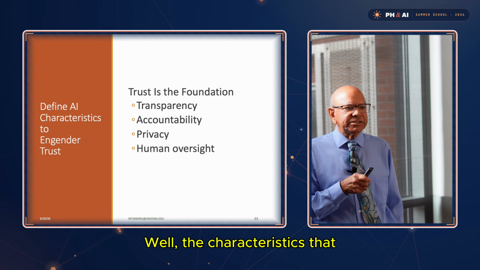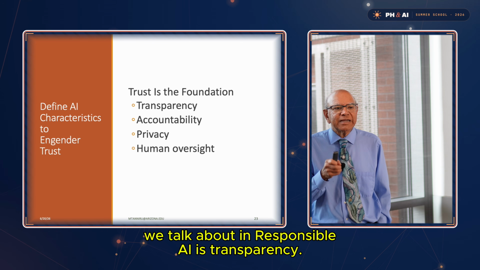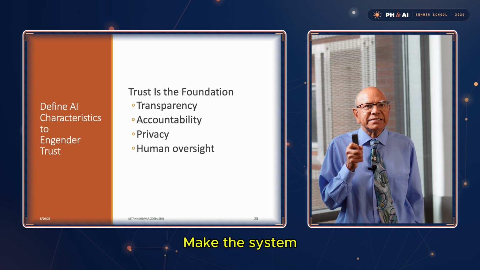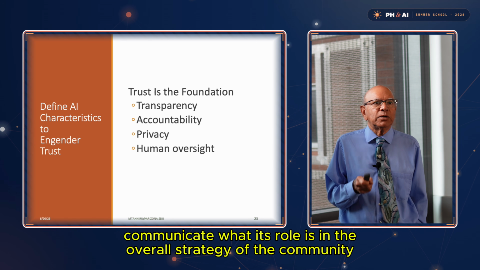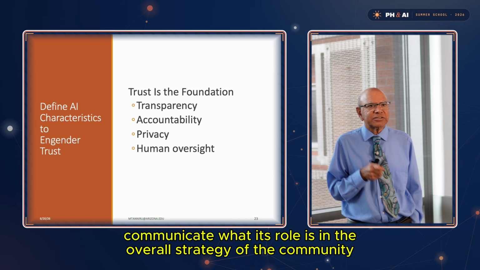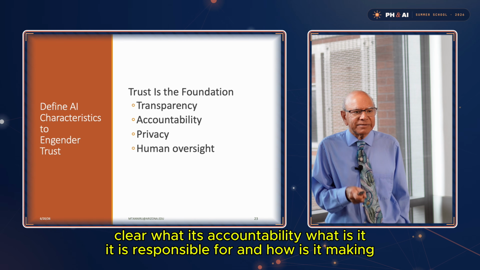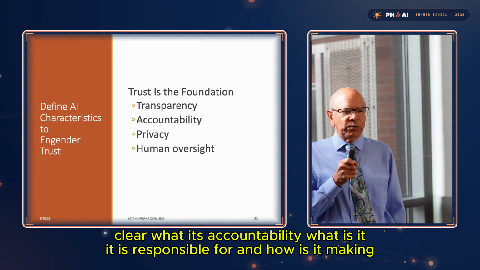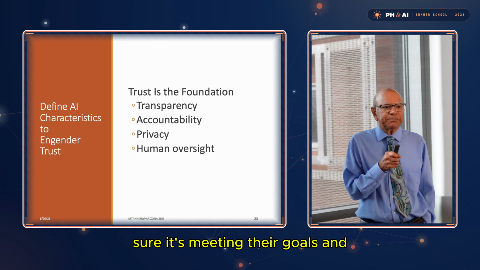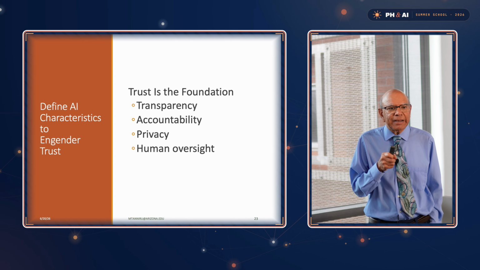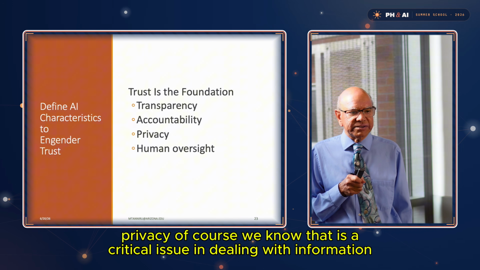Well, the characteristics that we talk about in responsible AI start with transparency. Make the system communicate what its role is in the overall strategy of the community model. Make it clear what its accountability is, what it is responsible for, and how it is making sure it's meeting its goals. And privacy, of course, we know that is a critical issue in dealing with information.